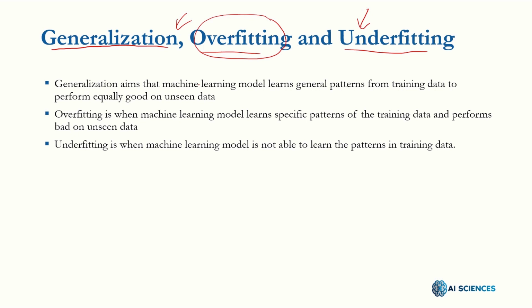But what is overfitting? Overfitting is when a machine learning model learns the specific patterns of the training data. When the model was given data to train itself, it learned the training data so well, but when we give it new, unseen data, it performs very badly. And this is our overfitting. Underfitting is when the machine learning model was not even able to learn the underlying realities or patterns within the data.